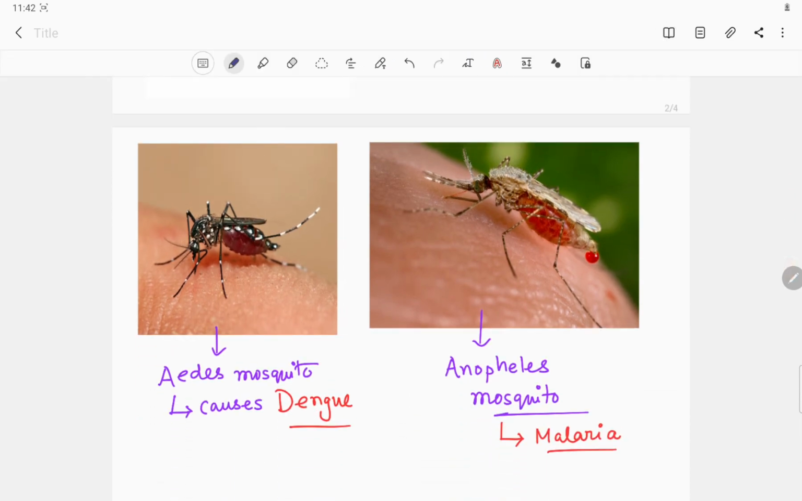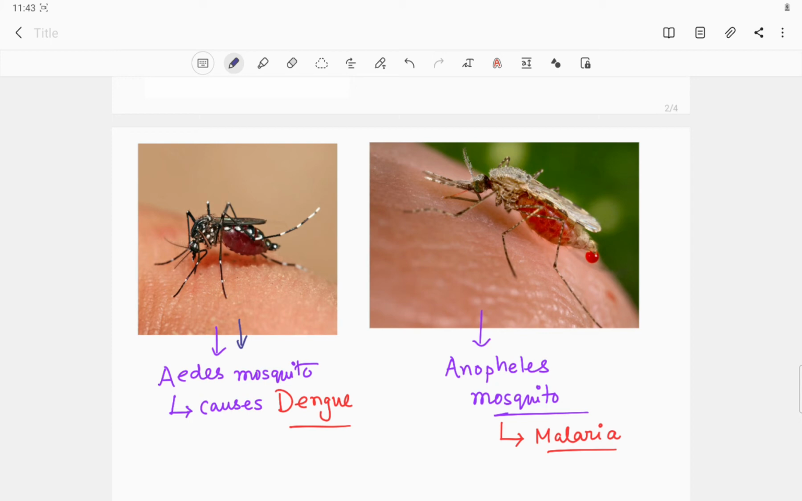And the next very dangerous, harmful insect, that is mosquito. Mosquitoes and some other insects spread disease through bites. Diseases like malaria, dengue are spread through mosquito bites. The Aedes mosquito spreads dengue. Anopheles mosquito, they spread malaria, right? Female Anopheles mosquito.